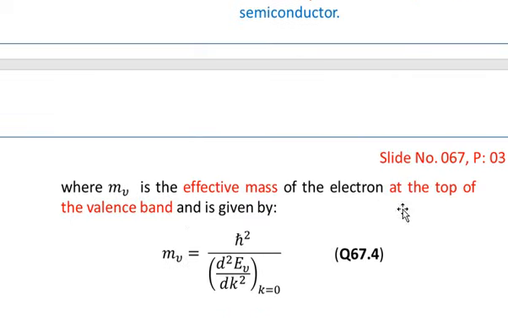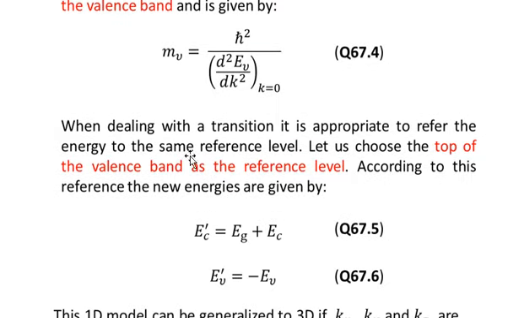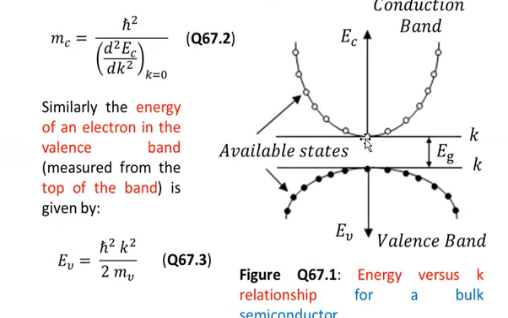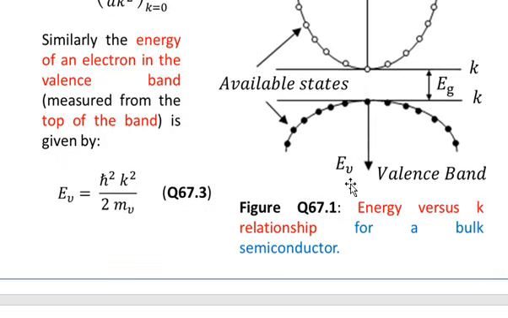So mv is the effective mass of the electron at the top of the valence band and is given by mv is equal to h bar square over the double derivative d square Ev over dk square evaluated at k is equal to 0, as shown in equation number 4. When dealing with a transition, it is appropriate to refer the energy to the same reference level. So you see that, as I previously said, we have two references over here. That is, for Ec we have the reference at the bottom of the conduction band, and for Ev we have the reference at the top of the valence band.